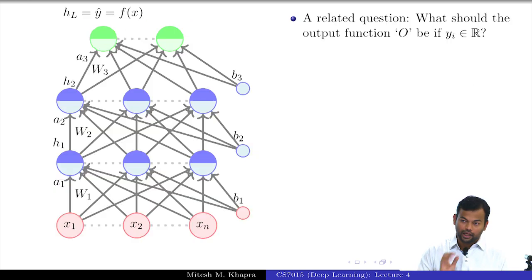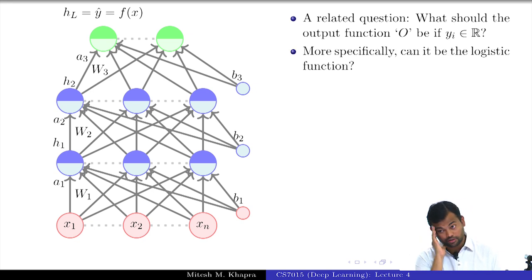Now, you have a loss function, but what should be the output function in this case? Can it be the logistic function? Yes? No? It will be bounded between 0 to 1, and you know that your output cannot be bounded between 0 to 1. So in such cases, what is a good output function to use? One option is to scale it, but I'll keep that aside. Why do that? It's unnatural. You're actually clamping it and then trying to scale it. So can you do something more natural than that?